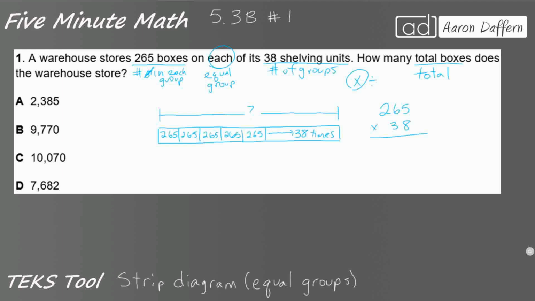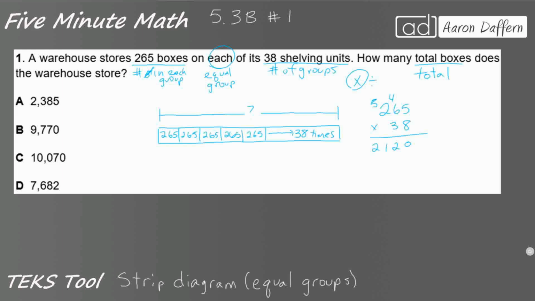So 8 times 5 is going to be 40. Make sure we're carrying that 4. 6 times 8 is 48. We're going to add 4 more. That's going to get us 52. And then we get 8 times 2 is 16. We're going to add the 5. That will get us 21.